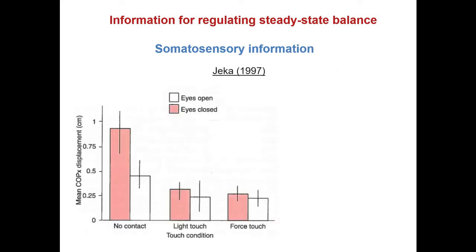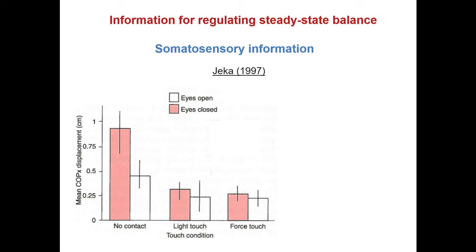So, what was discovered in this research? In this graph, we're looking at the displacements of the center of pressure in the medial-lateral direction. Larger displacements of this variable are related to less stable posture. On the x-axis, we see the no-contact, light touch and force touch conditions. Within each condition, the pink bar shows the center of pressure displacements when the participant's eyes were closed, and the white bars showed the center of pressure displacements when the participant's eyes were open.